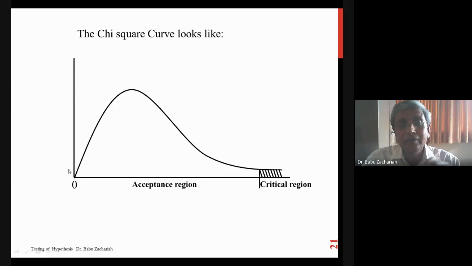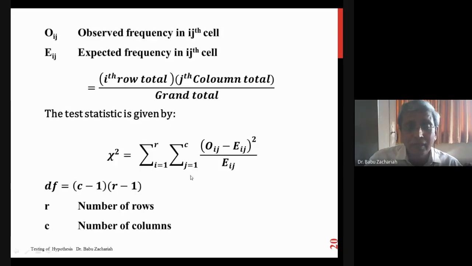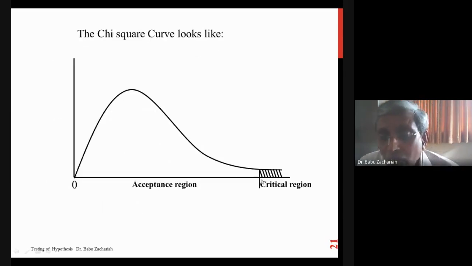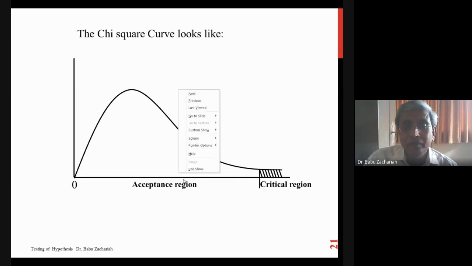The chi-square distribution shape is like this. It is not symmetric about the origin. It is only to one side, and it is not a symmetric curve. It has a long tail. The critical region will be here. After we calculate this chi-square, what do we check? Whether it falls here or whether it falls here. If the significance is lesser than 0.05, it falls here. If it is more than 0.05, it falls here, in the acceptance region. This is the test we are going to perform.